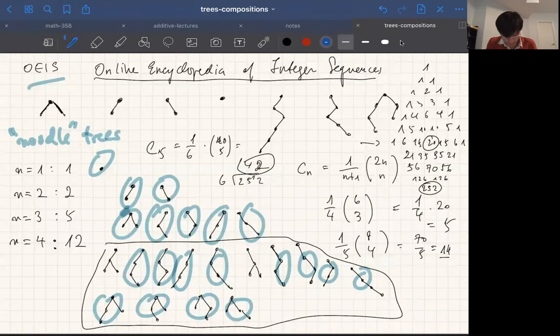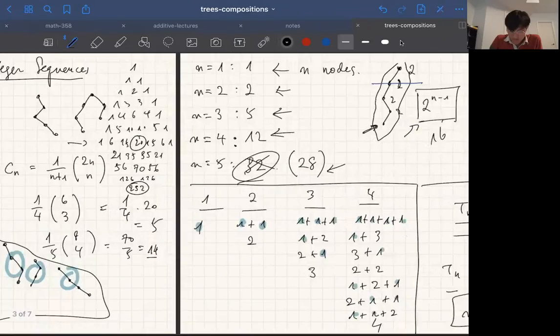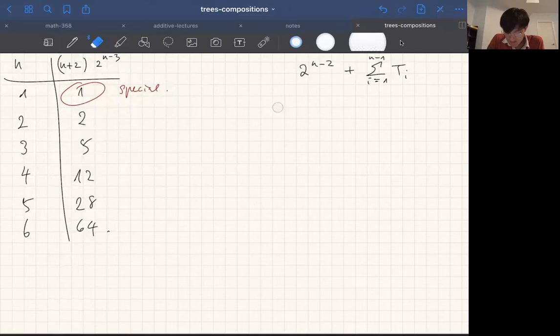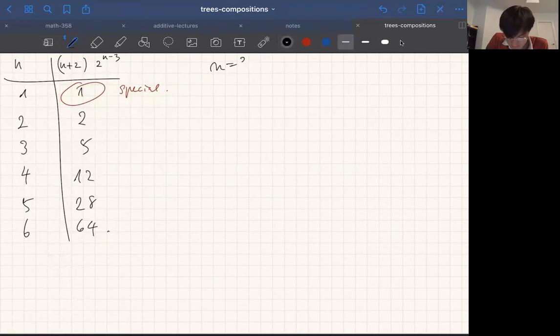Oh, it wouldn't work because... okay, we'll try it with n equals 5. So with n equals 5, let's just draw all the trees. Okay, there's 2 to the n minus 1 that we're not going to count. It doesn't matter. But 2 to the n minus 1 is 2 to the 4, which is 16. And we know there are 28 of these. So there are 12 that start like this.